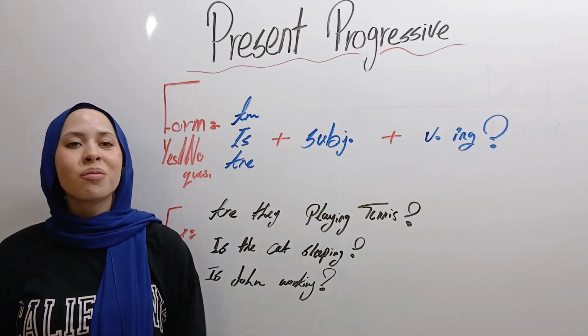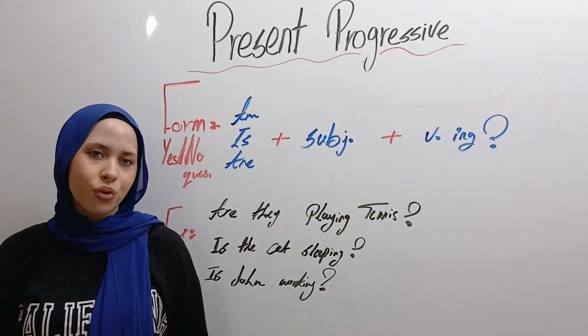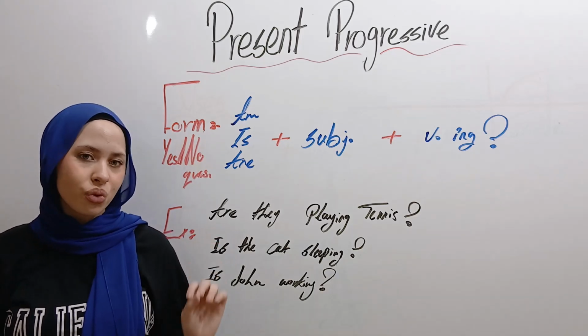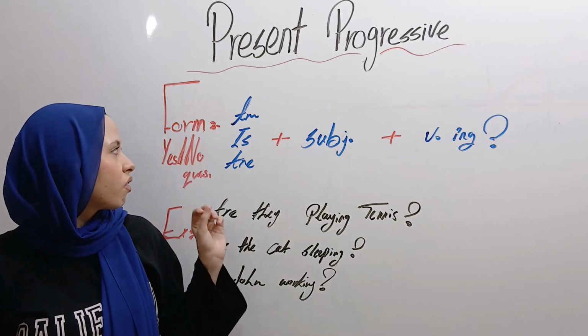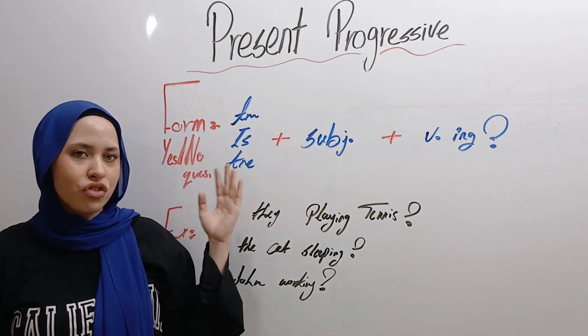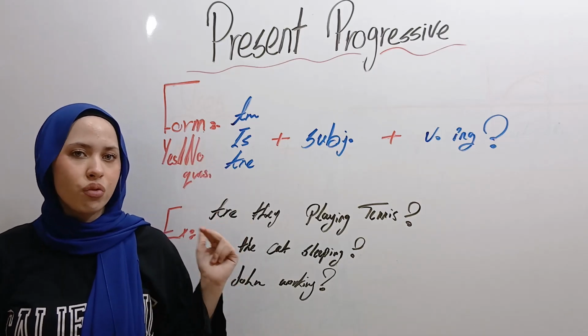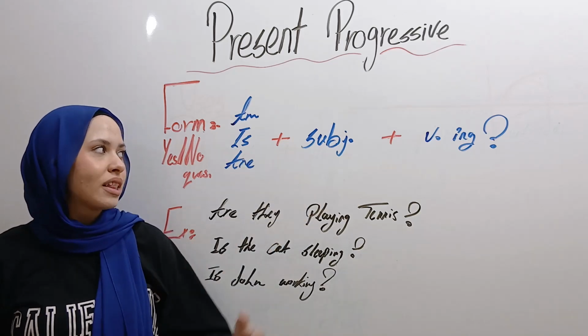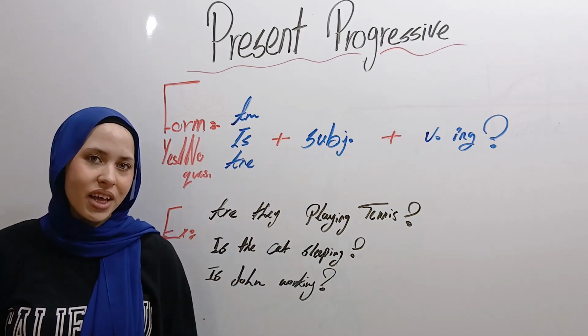Okay, let's move forward to the question form. First, we have yes or no questions. Yes or no questions start with the helping verb, which is verb to be, am, is, or are, then the subject, and then the verb with ing.